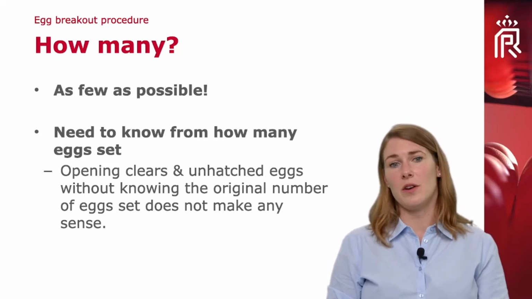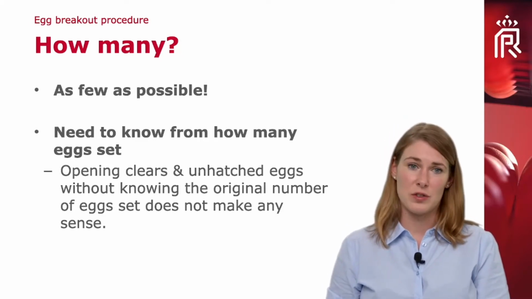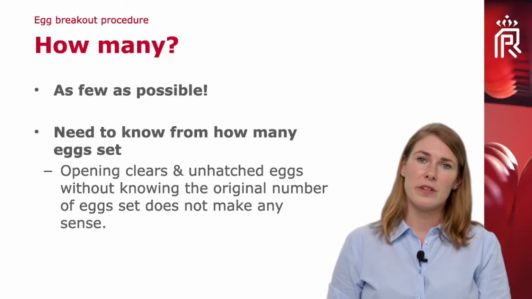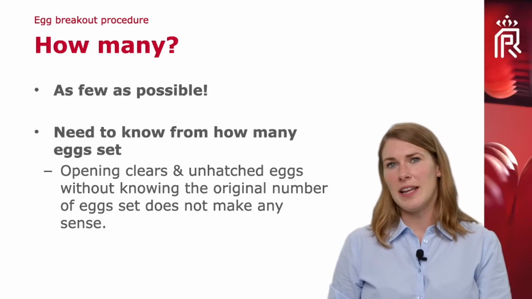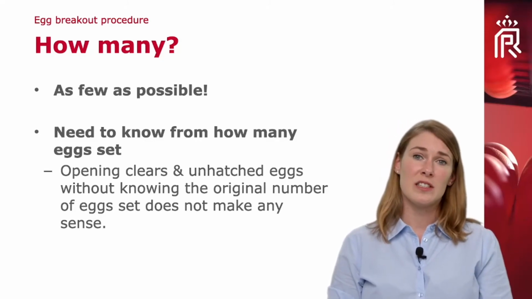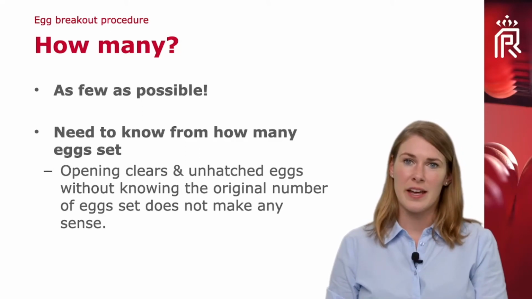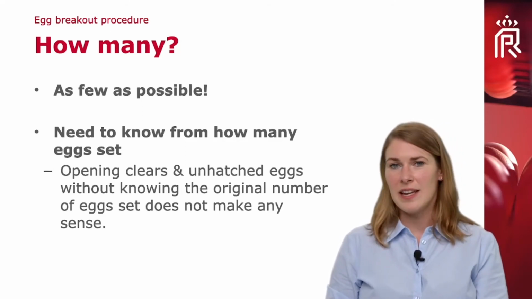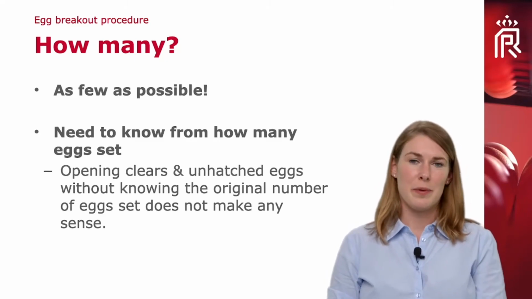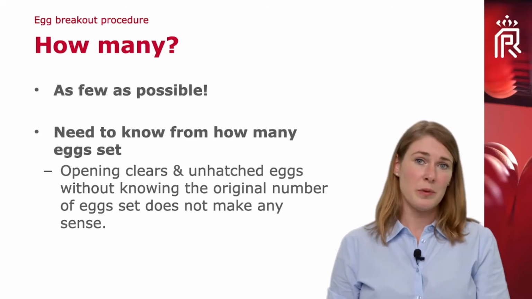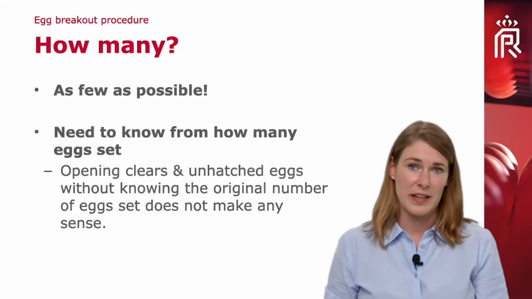We also need to know from how many eggs set this sample is that you're taking. If you've opened some clears or unhatched eggs without telling how many eggs you originally set, it doesn't tell me anything. Because if you open 10 eggs and you found 10 embryos died on day 3, you could think that's a big problem. But maybe you only opened 10 eggs out of 100,000 and they all happen to be on that stage.